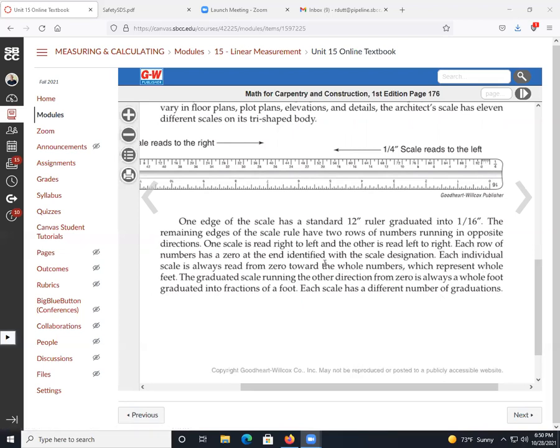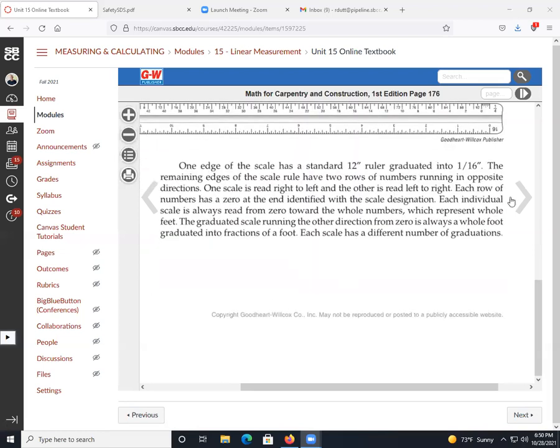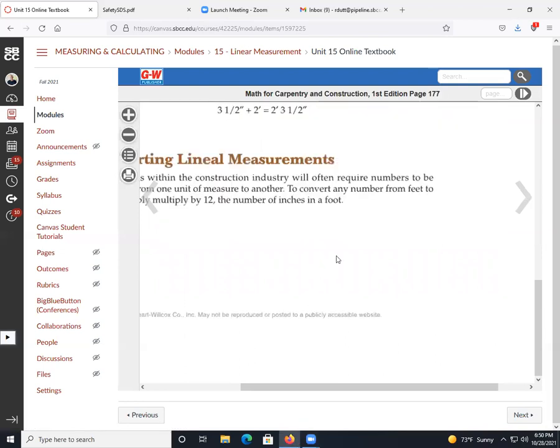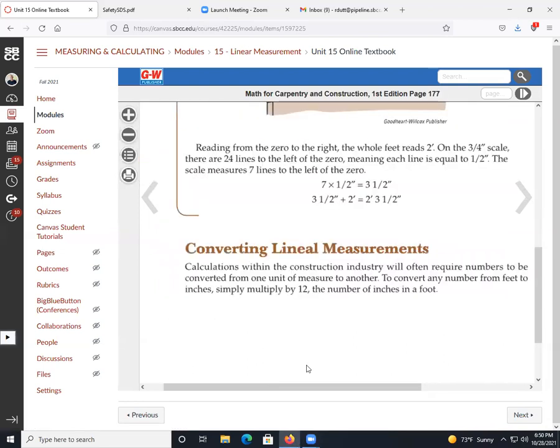Each row of numbers has a 0 at the end, identified with the scale designation. Each individual scale is always read from 0 towards the whole numbers. We heard about that. Now, we're going to convert lineal measurements.